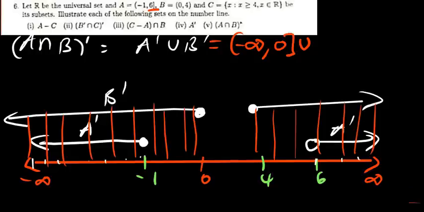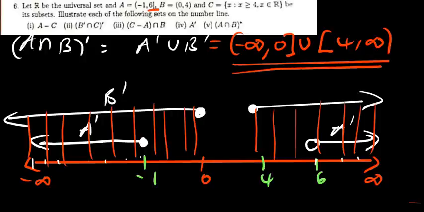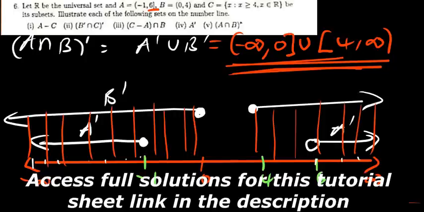Then union what? Again, from 4 is included all the way to positive infinity, not included. So that's my answer. I've displayed it on the number line and given the answer again. So that is it for question 6. I hope you guys have managed to follow through. Now try to explore different questions and try to solve them under set interpretation. Okay, that is it for question 6.